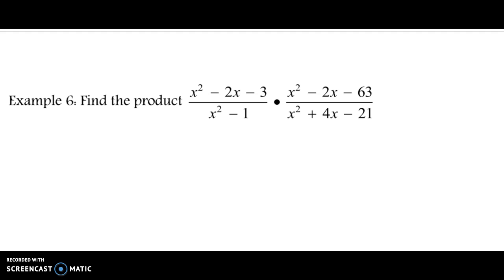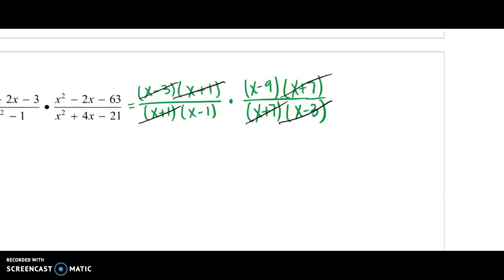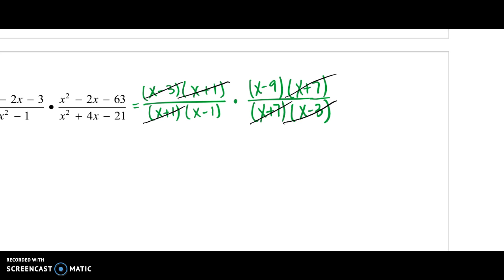For number 6, we are multiplying. So here, I'm going to need you to use the X and the box method again. After I factor, I get all of this. Now we can start canceling stuff out. At the top, we have an x plus 1. We also have one at the bottom. We can also cancel out x plus 7 and x plus 7, and then x minus 3 and x minus 3. So we're left with x minus 9 divided by x minus 1.